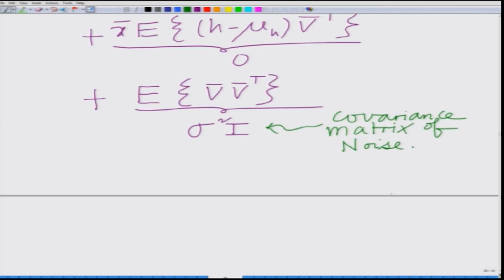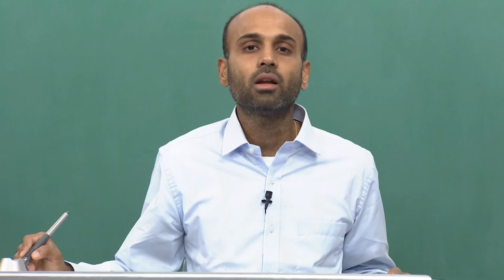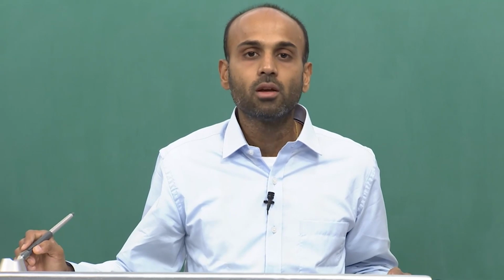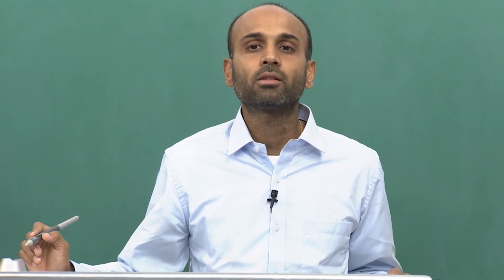Therefore, this expression can be simplified as sigma h square times x bar transpose plus sigma square times identity. This is the expression for the covariance matrix of the observation vector y bar, that is R y y equals sigma h square times x bar transpose plus sigma square times the identity matrix.